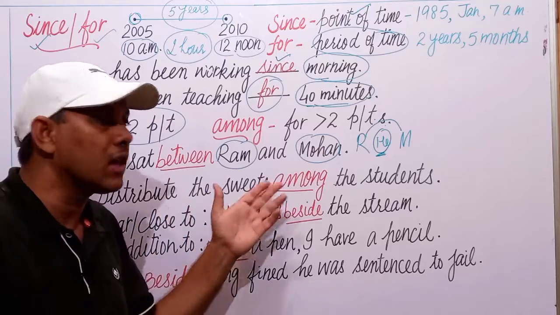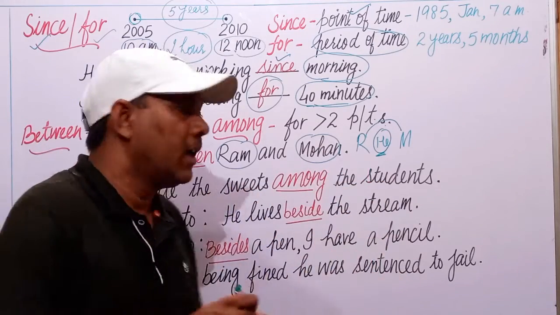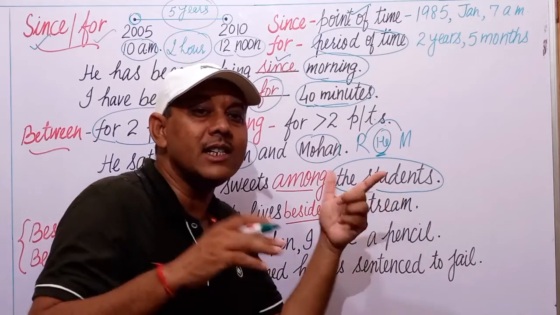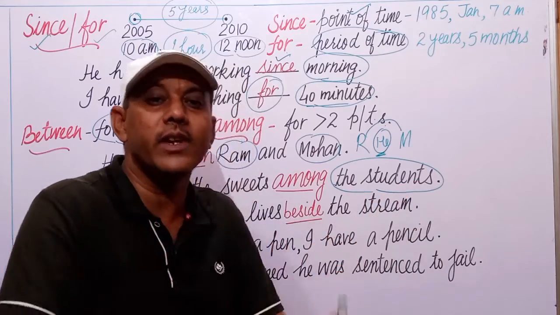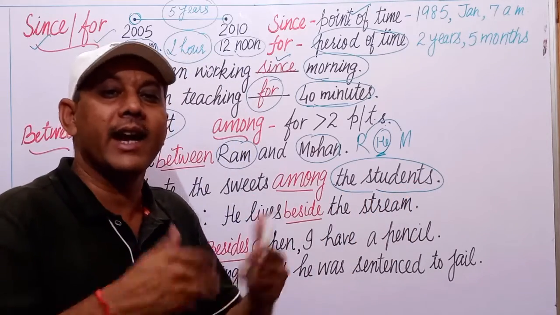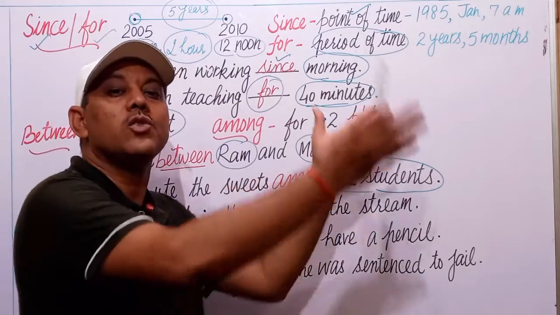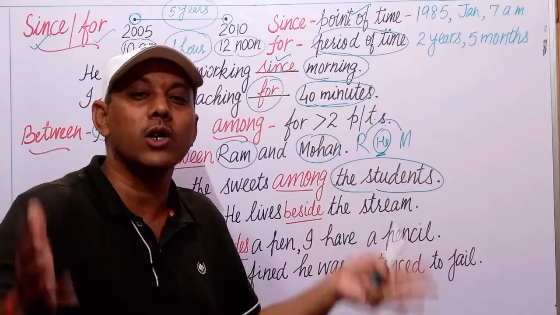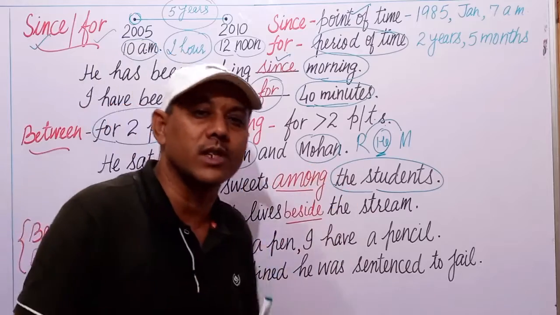Distribute the sweets among the students. अब एक स्कूल में कोई आता है और वो स्वीट्स डिस्ट्रीब्यूट करने के लिए कहता है. He doesn't know the number of students in the school. He doesn't know the definite number of the students. And he says, he declares, distribute the sweets among the students. बहुत सारे हैं, more than 2 हैं, and number is not definite. We shall say, distribute the sweets among the students.